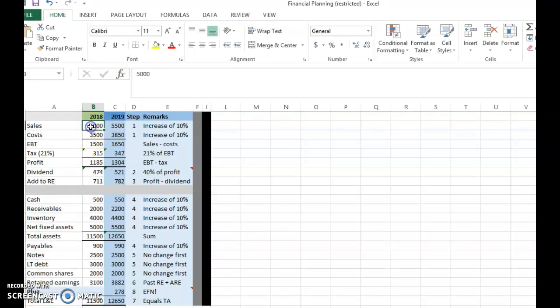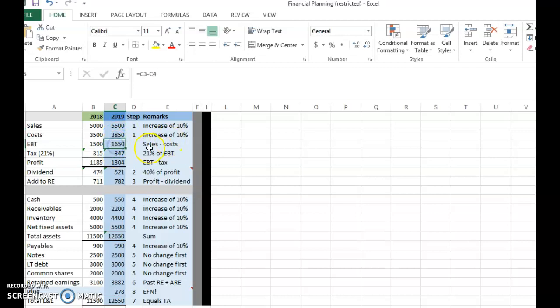Here you are told that the sales will increase. The given information is that the sales will increase by 10%. In gourmet coffee it was 15%, but here in Tasha Toy Emporium it's 10%. So sales increased by 10% from 5,000 to 5,500. Again, the formula is the current sales level multiplied by 1 plus the expected growth rate in sales. Therefore, it is 5,500. All the costs will also increase by 10%, including taxes.